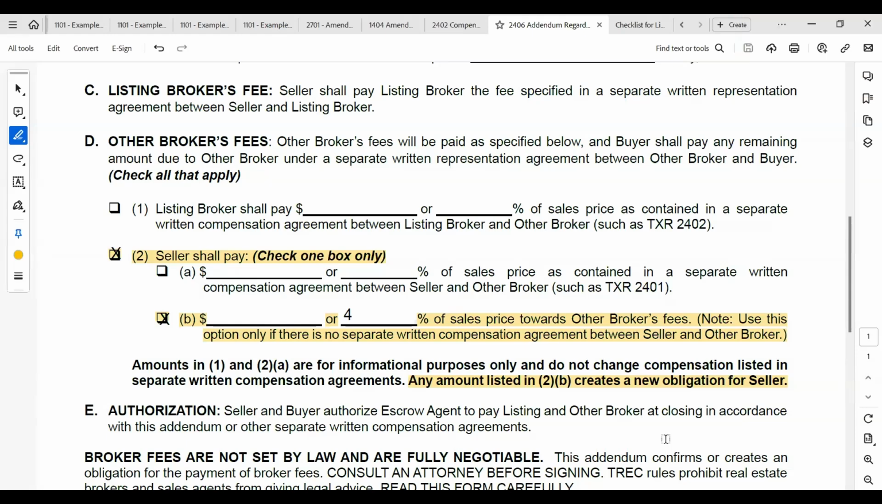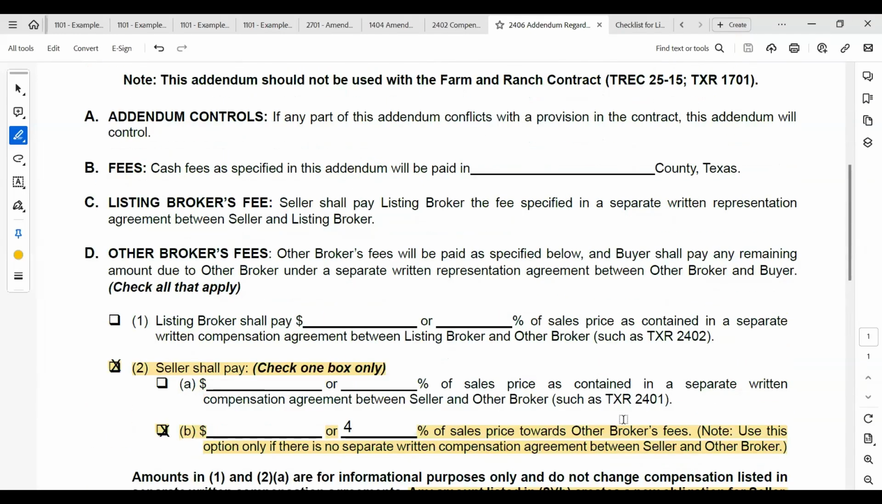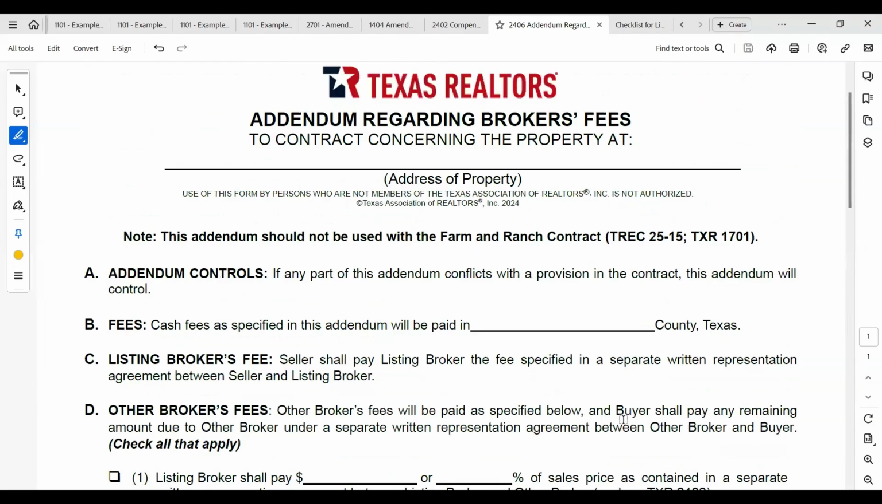Marilyn, what's the number, please, of this form? 2406. Okay, so again, the 2402 is before the offer, and then with any offer that we receive as a listing agent, we're looking for the 2406 with every offer. If, again, as I said, it's not a farm and ranch contract or the buyer agent is receiving their compensation only from their buyer. Okay, thank you.